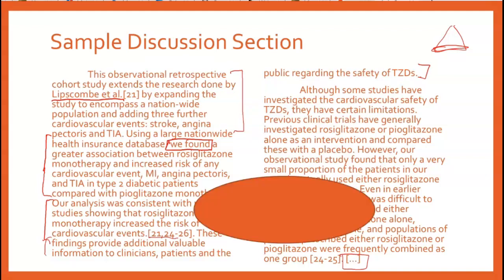And then in the second paragraph, the authors start to provide this rich context for their results. So here in the sentence, although some studies have investigated this, they have certain limitations. Previous, so this is the limitations of other studies, right?